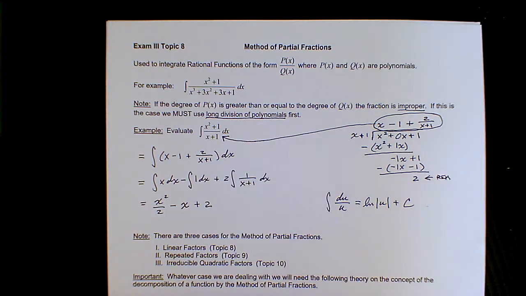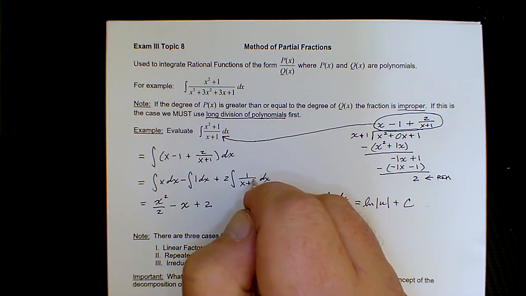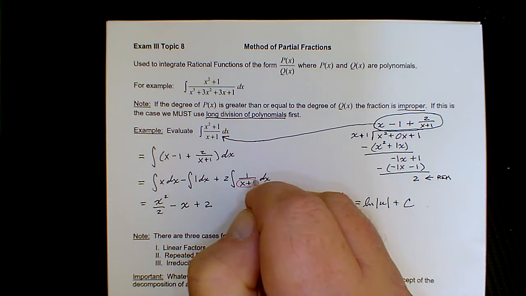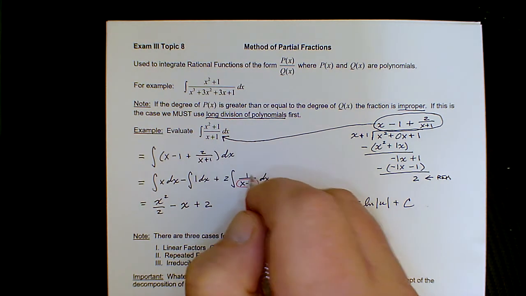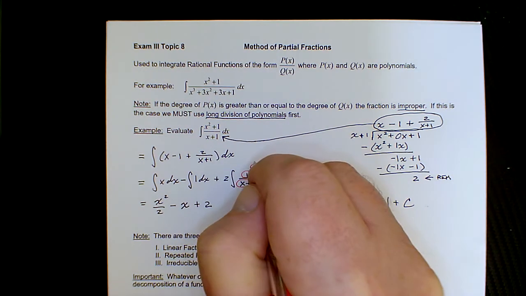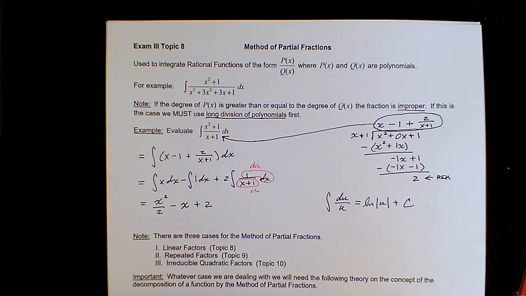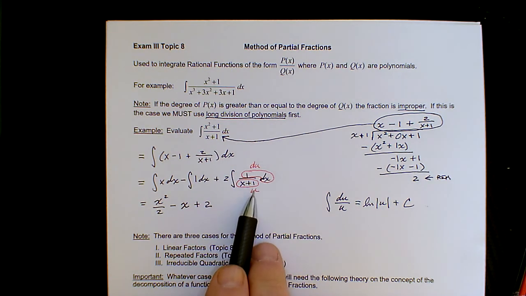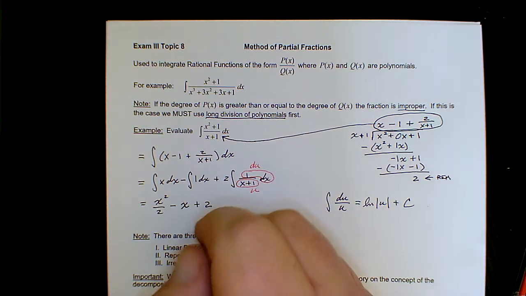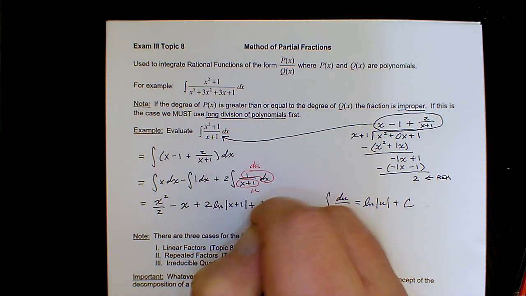And I'm going to suggest that many of these we just simply do mentally. That is, if you look at this fraction, you can see mentally, without having to make a formal u substitution, that if you choose u to be the denominator, the du is identically 1 dx. So there's really no need for a formal u substitution. We just simply get the natural log of the absolute value of the denominator. So plus 2 natural log absolute value of that denominator, x plus 1.